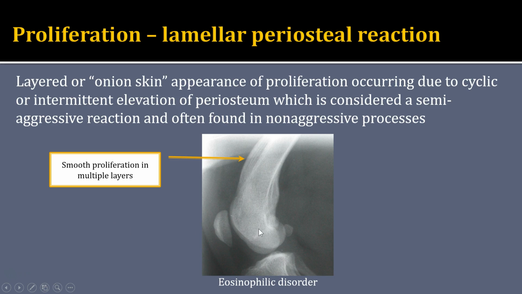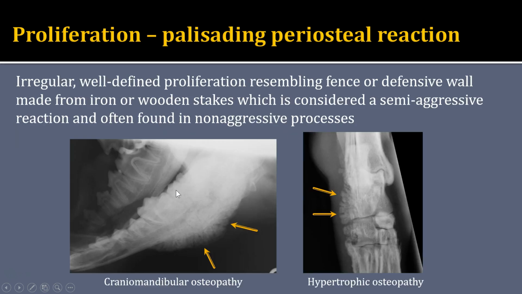This is a distal femur of a dog that when you look at the cranial cortex here, you can see this periosteal reaction, very smoothly marginated, but you can see it is dense bone and then less dense bone and then dense bone in layers. So this is our lamellar periosteal reaction. This is a dog that had a non-aggressive process which was eosinophilic in nature.